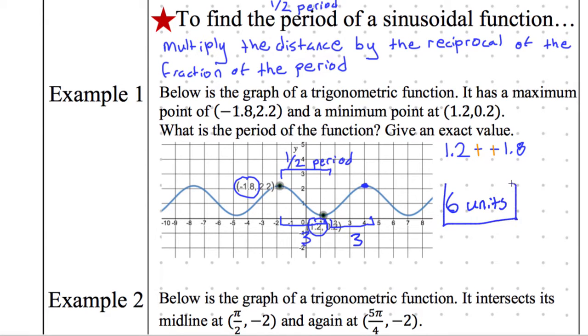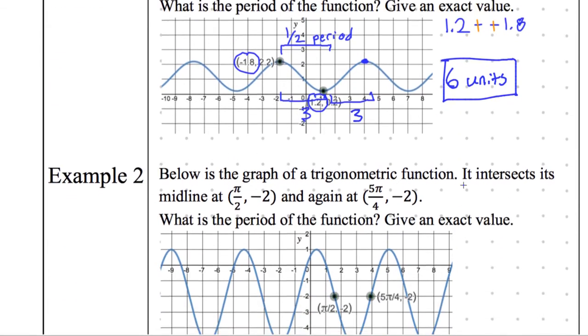Done. If I want to use the rule, I can use the rule. The rule said take the fraction of the period, take the reciprocal of it. So what's the reciprocal of 1/2? The reciprocal of 1/2 is 2. Multiply that distance by the reciprocal, multiply that distance by 2. 3 times 2 is 6. That's the other way of getting it, just using the rule.